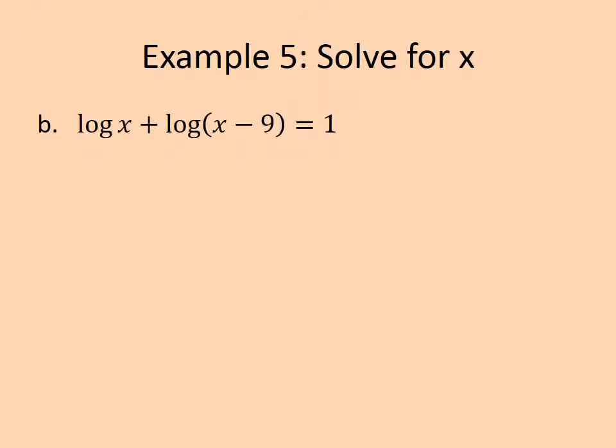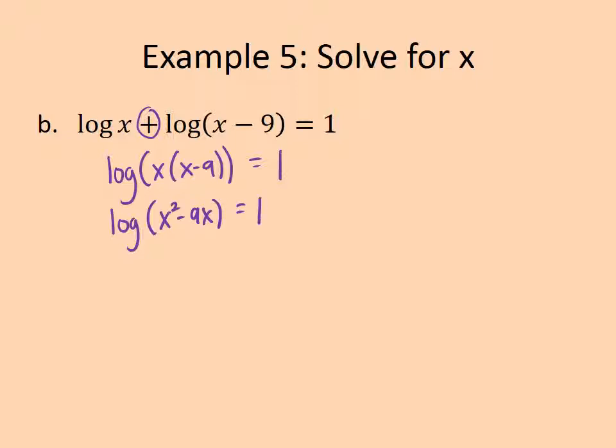Now, in order to solve this using the first method, we can't do anything until we have only one log on the left side. So since we have addition, we know that when we add logs, if we're going to condense them, we need to write it as multiplication. So we have log of x times x minus 9 equals 1. Now, we have a single log, but before we do anything with that single log, let's distribute. So we have log of x squared minus 9x equals 1.